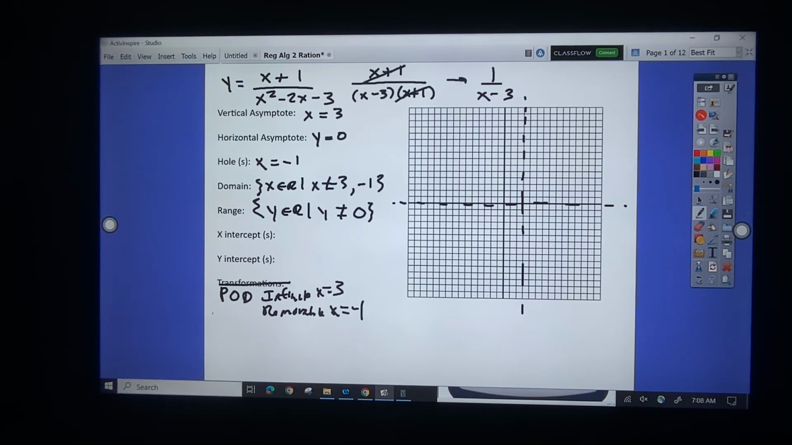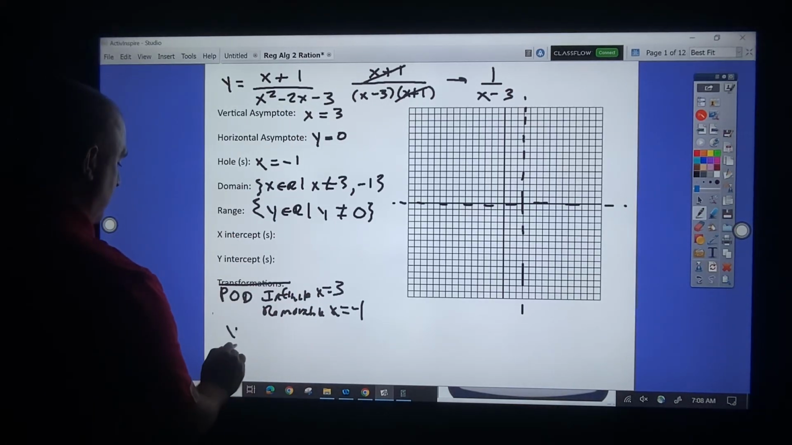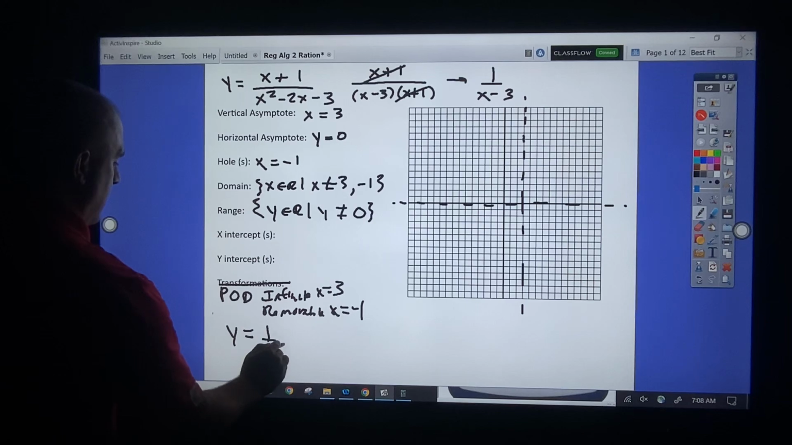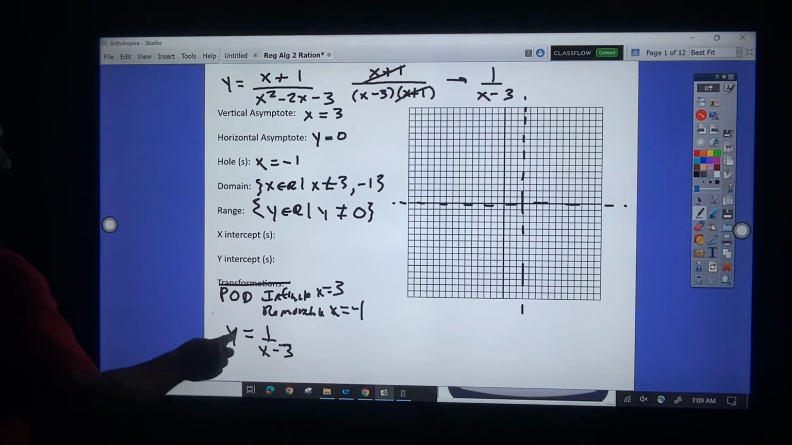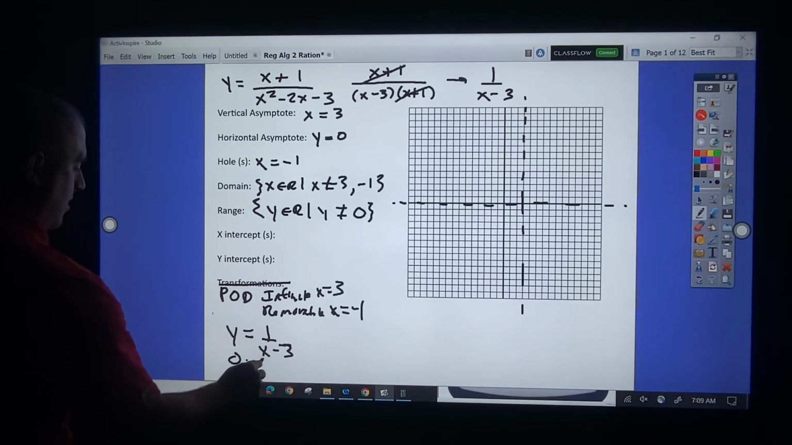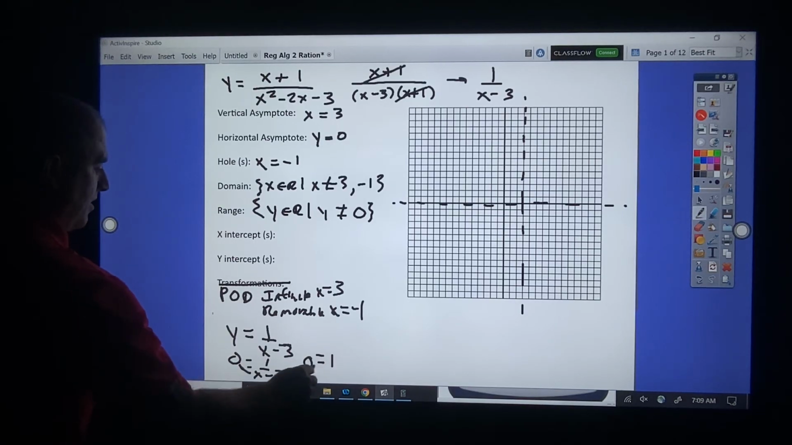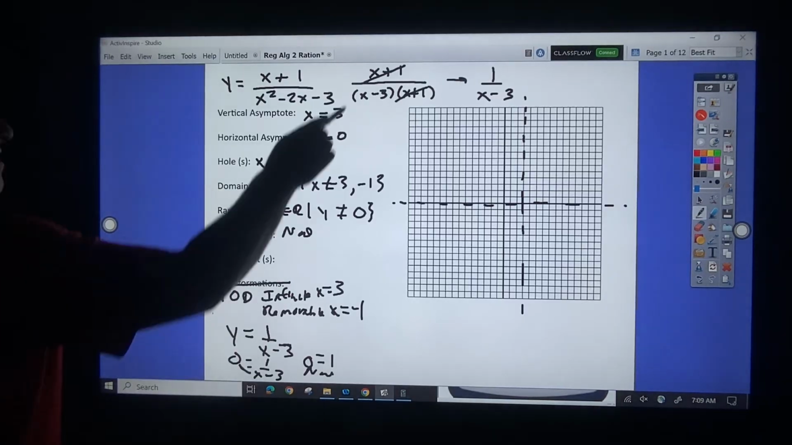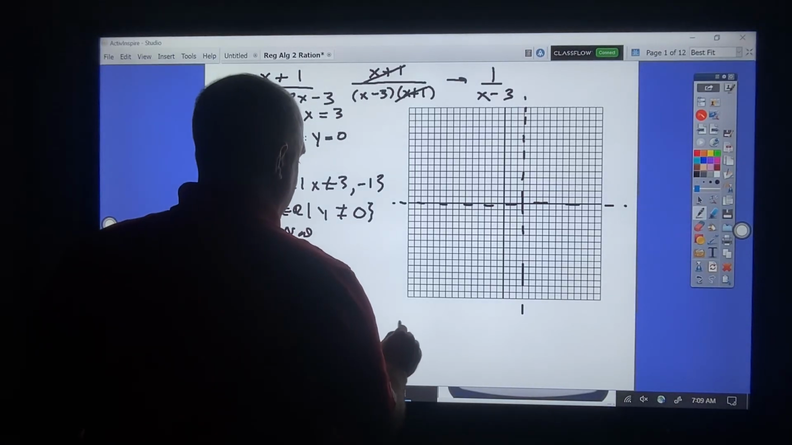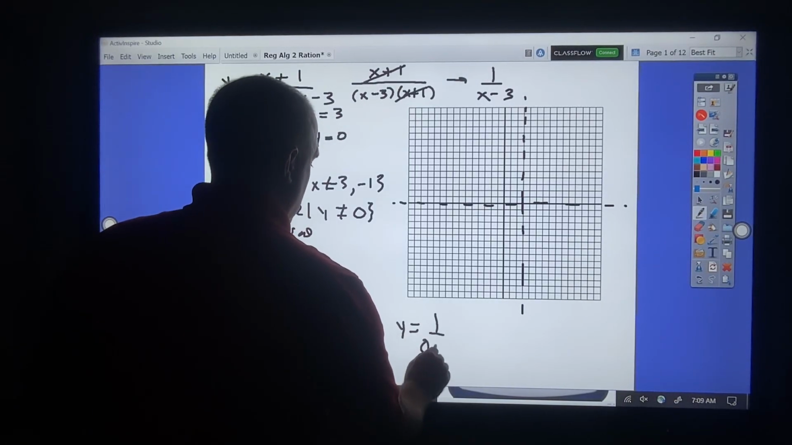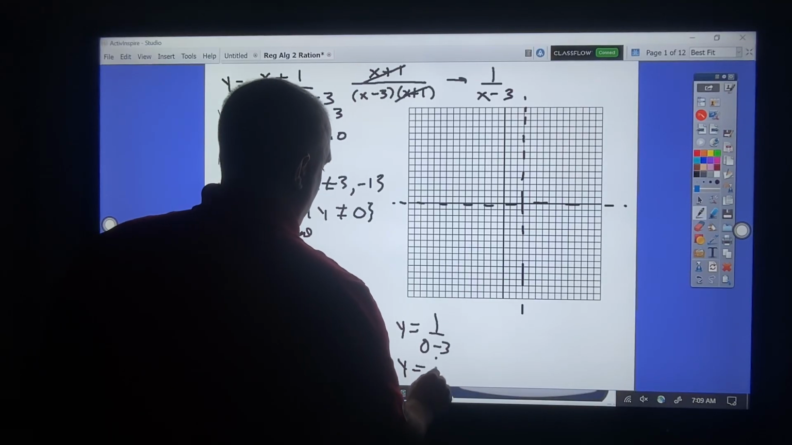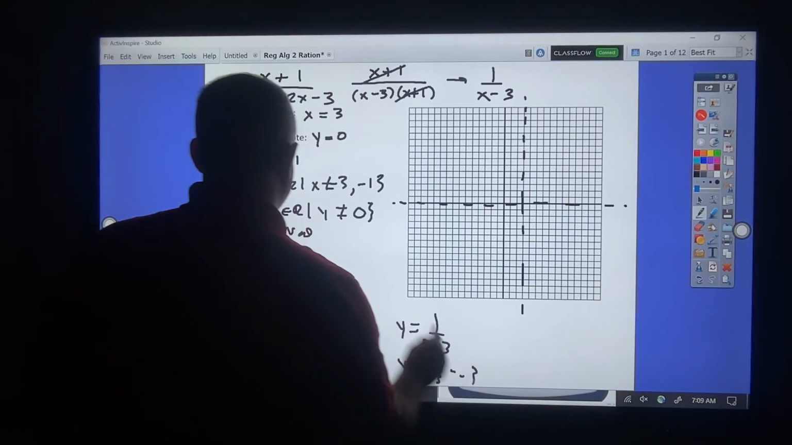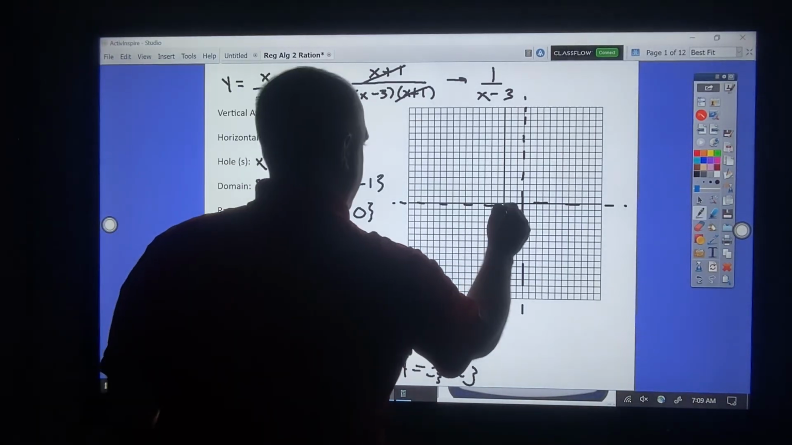All right. So for my x-intercepts, all I have to do is use this one. So that's going to be y equals 1 over x minus 3. I'm going to put in 0 for y, and then cross multiply that. So 0 equals 1, so that's going to be none for the x-intercept. For the y-intercept, I'm going to put 0 in for x. That's y equals 1 over negative 3, which is negative 0.3. Okay, so that would be here.